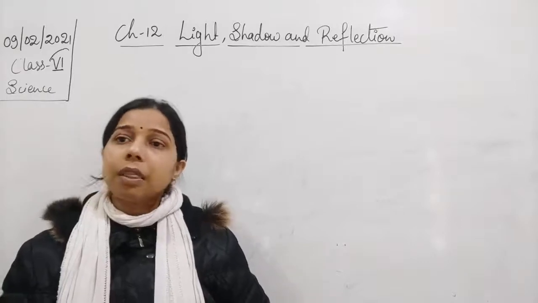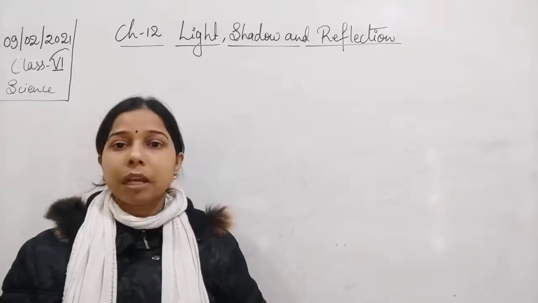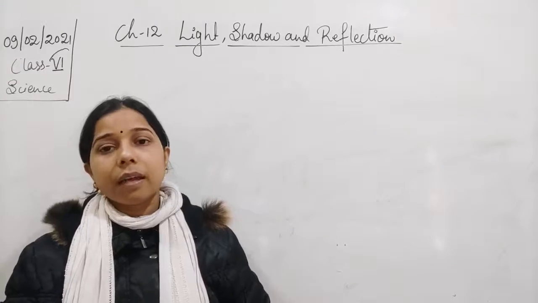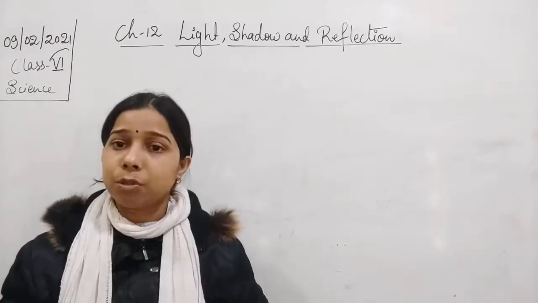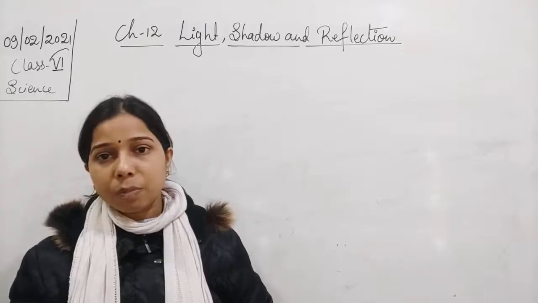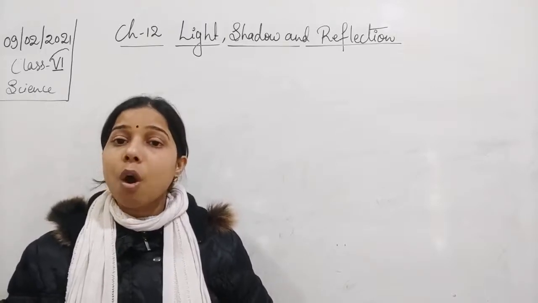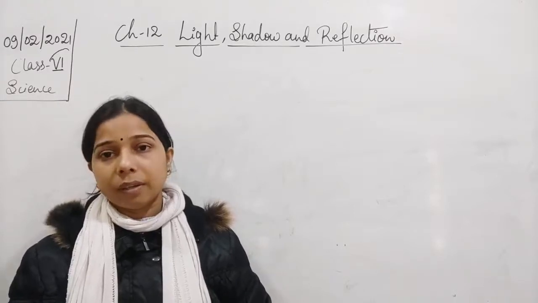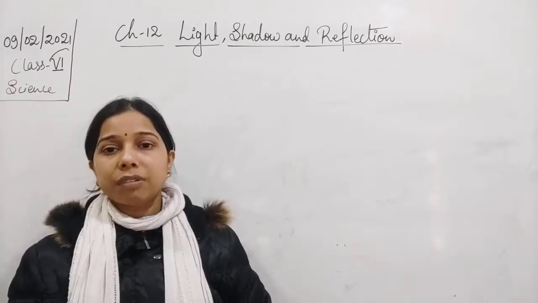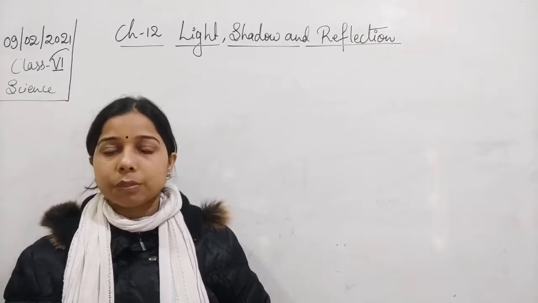Which material? The material which allows the light particles to pass through it is called transparent. Translucent allows a very small amount of light to pass through it, and finally opaque does not allow light to pass through it at all. So these are the three different kinds of material also.